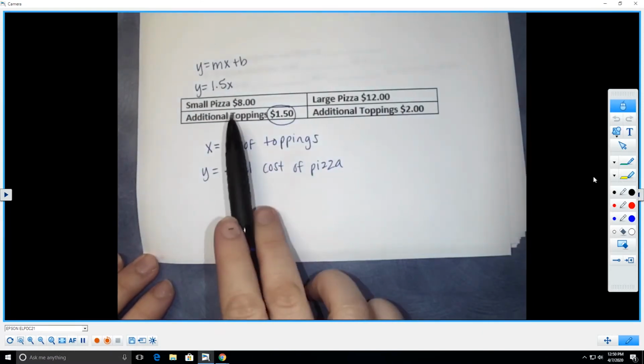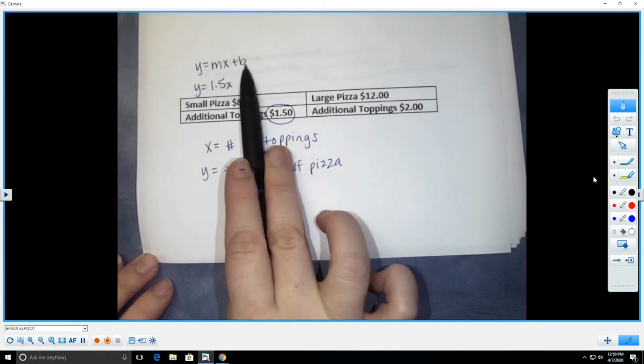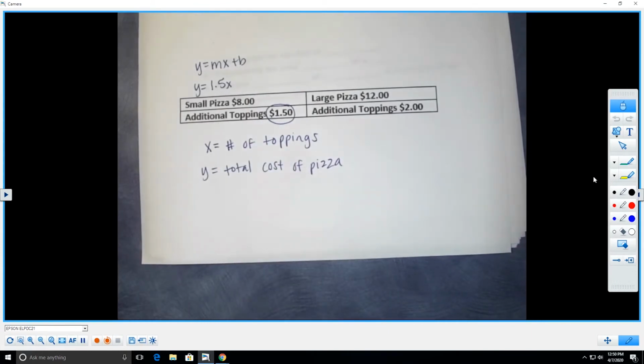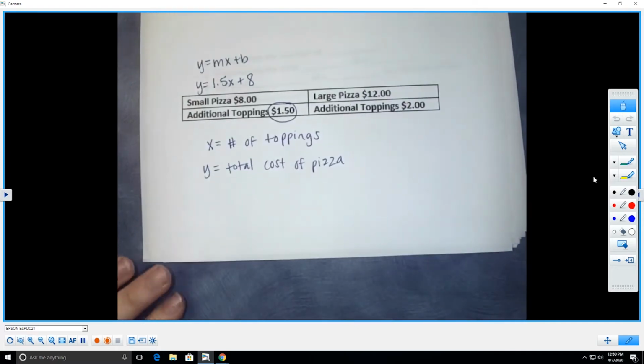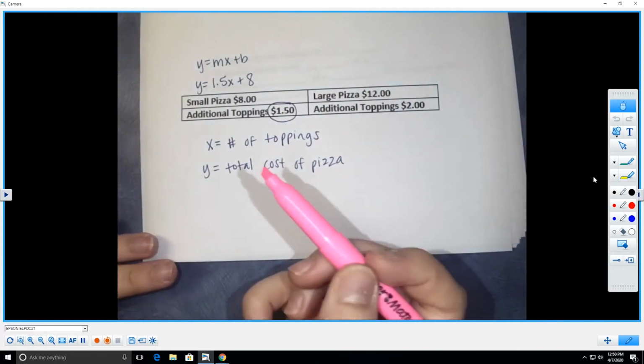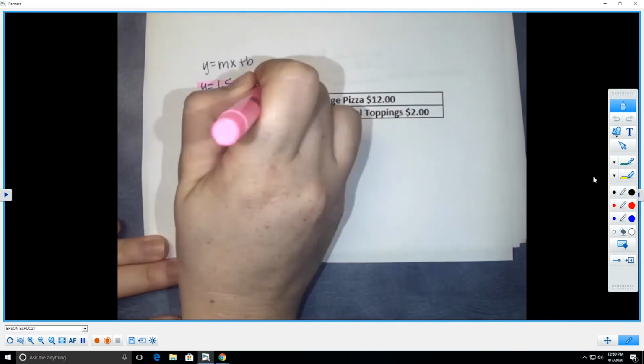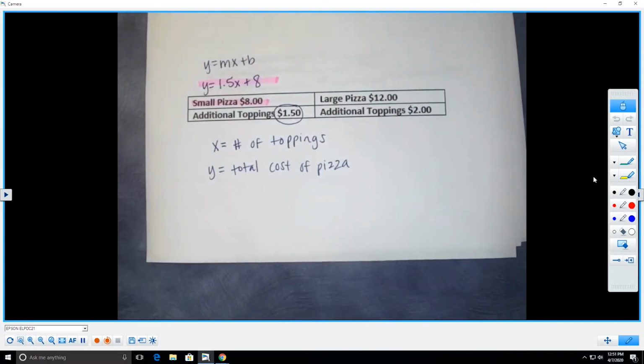Now, remember, this is going to represent how much the pizza is regardless of how many toppings you have. So how much is a small pizza? It's $8. So if I were to write an equation for a small pizza, it would look like this. And I'll highlight these two for you. So a small pizza, an equation for that would be y equals 1.5x plus 8.